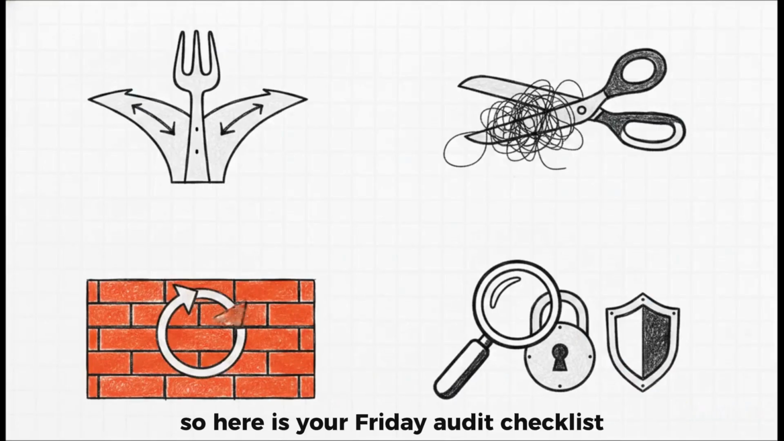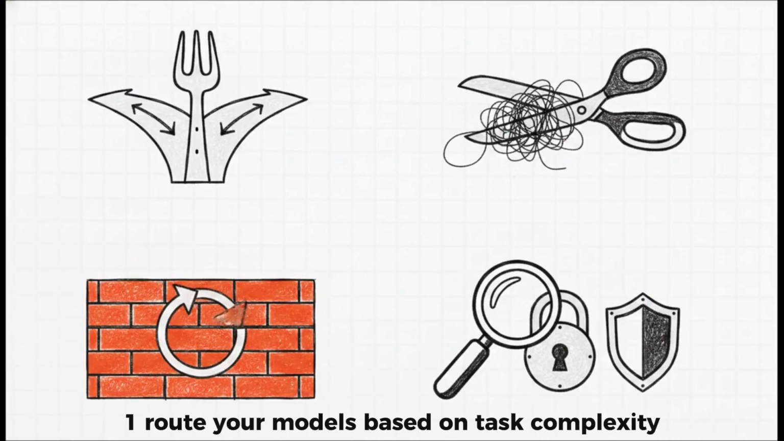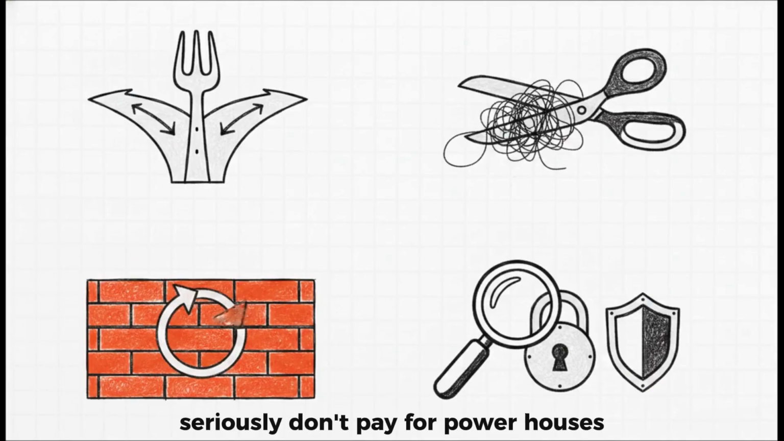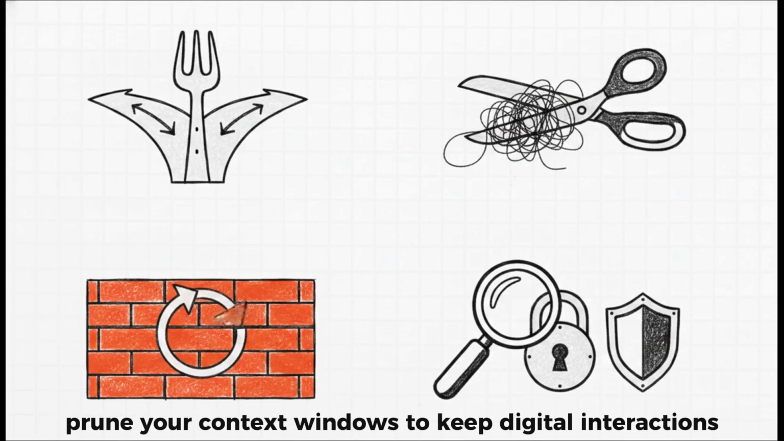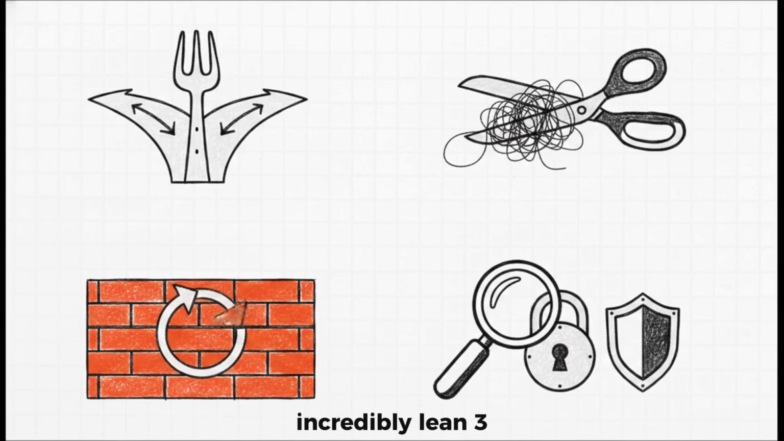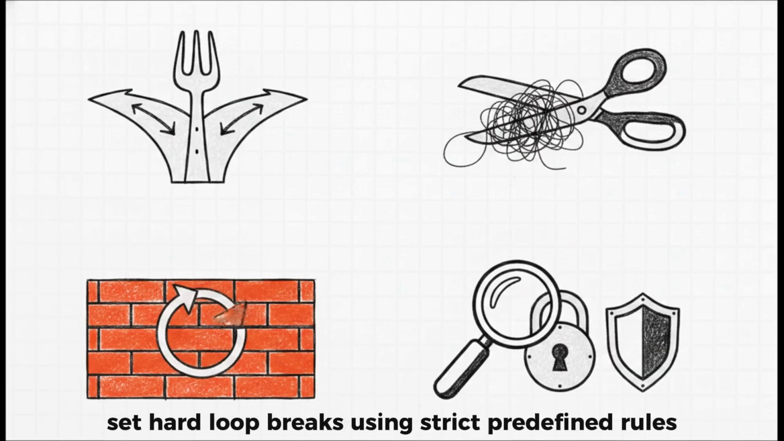So here is your Friday audit checklist. 1. Route your models based on task complexity. Seriously, don't pay for powerhouses when mid-range marvels will do the trick. 2. Prune your context windows to keep digital interactions incredibly lean. 3. Set hard loop breaks using strict predefined rules. And 4. Audit your outputs for errors and security.